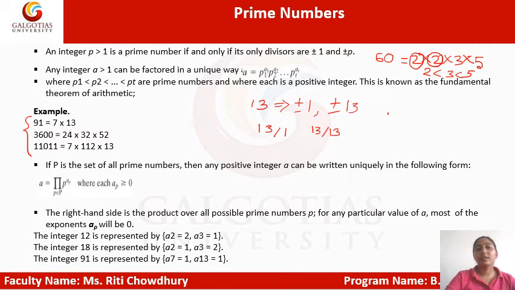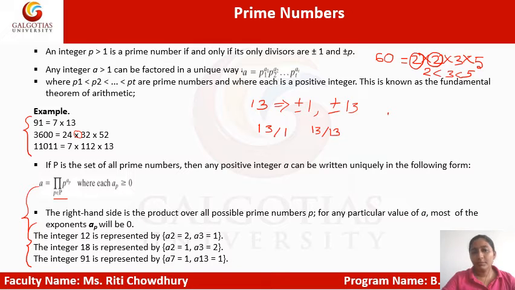Now this can be written as A equals the product over p belonging to capital P of small p to the power A_p. So what does this mean? This is the cross product, the multiplication one. And if we write in this format, how can we write this?